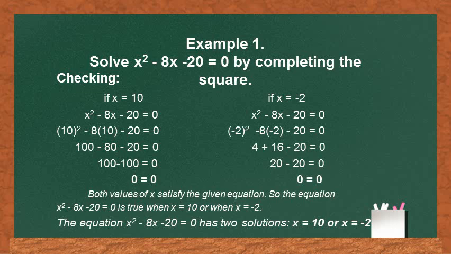So the equation x squared minus 8x minus 20 is equal to 0 is true when x is equal to 10 or when x is equal to negative 2. So the equation x squared minus 8x minus 20 is equal to 0 has two solutions. x is equal to 10 or x is equal to negative 2.